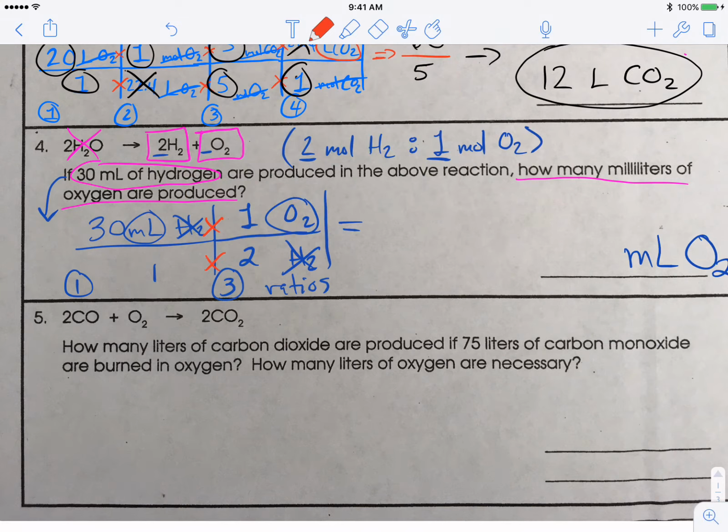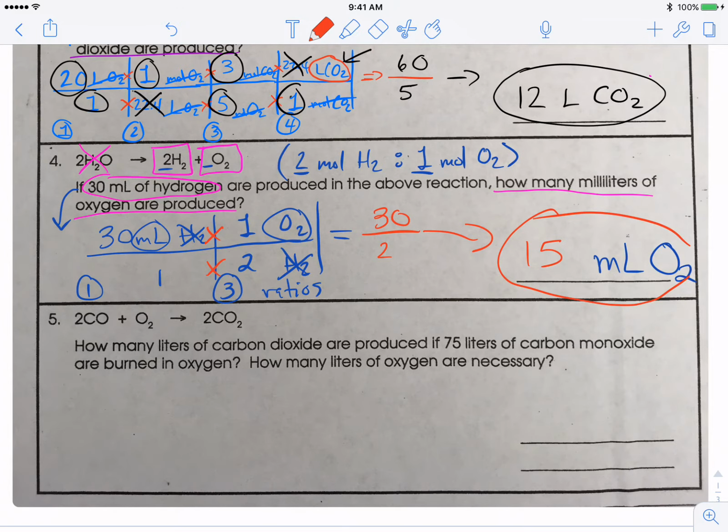So we're going to do 30 times 1, which is 30, and 1 times 2 is 2. So 30 over 2 is simply 15. And that is our answer, 15 milliliters of oxygen.